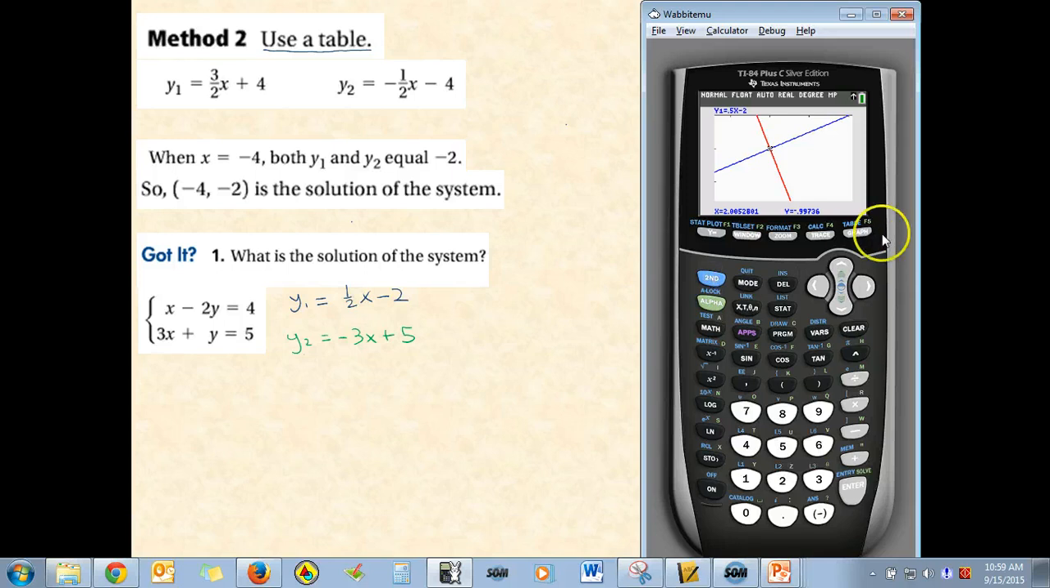So let's do second and then table. And then let's see down here, when x is 2, y1 and y2 are both -1. So I know my solution is 2, -1.